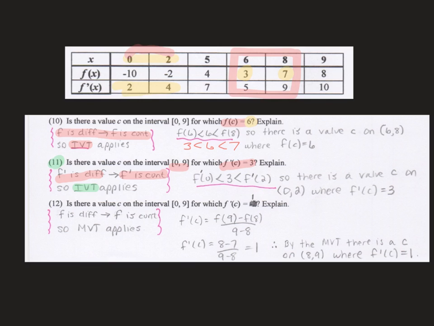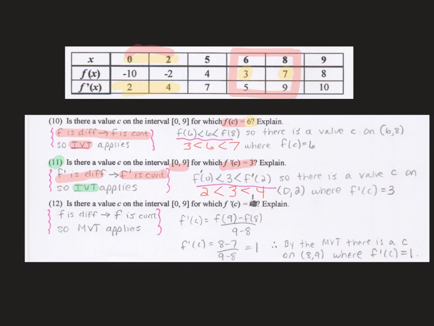I positioned the 3 in between the f prime of 0, so f prime of 0 between the 2 and the 4. And again, you could use those actual values if you wanted to. So it's perfectly okay here to say 2 is less than 3 is less than 4. In other words, 3 lies between the 2 and the 4.